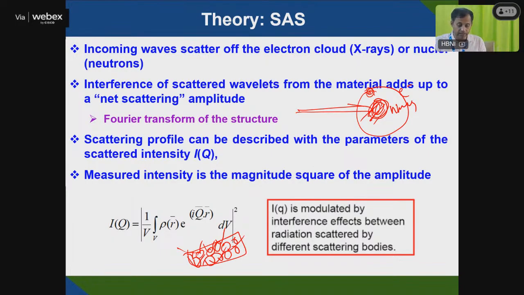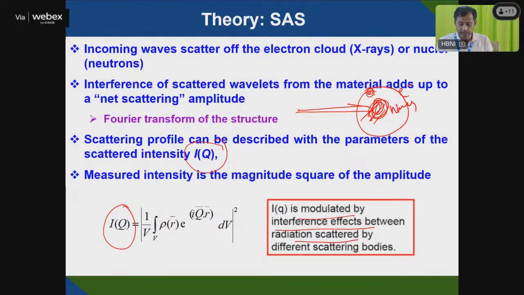Wherever scattering interference is occurring, the net scattering has to be found by adding up, and then you have to do a Fourier transform to get the proper information. So the scattering profile can be described with the parameter of the scattered intensity I(Q). I(Q) is equal to 1/V ∫ ρ(r) e^(iQ·r) dV. So I(Q) is mainly the intensity modulated by the interference effect between radiation scattered by different scattering bodies.